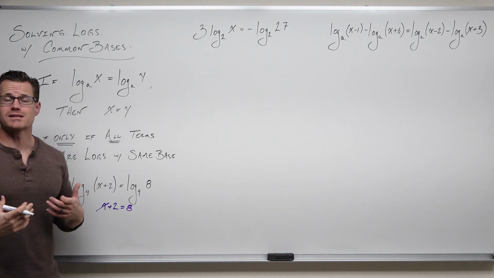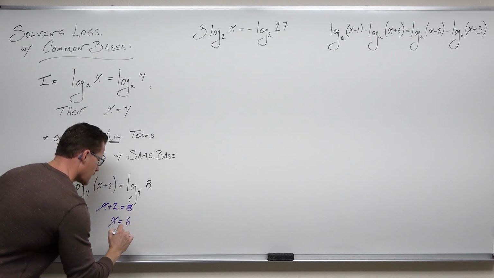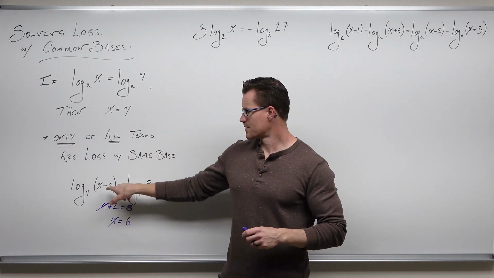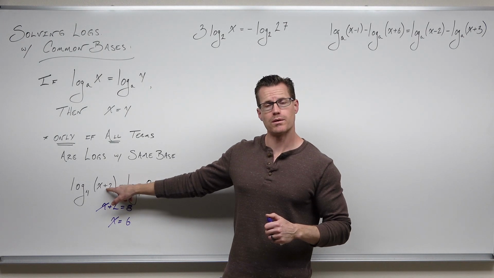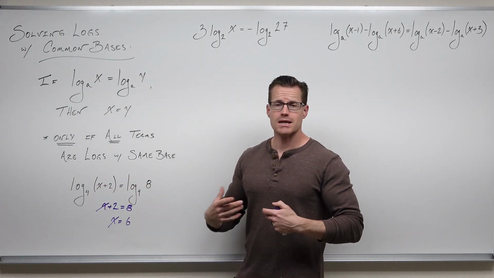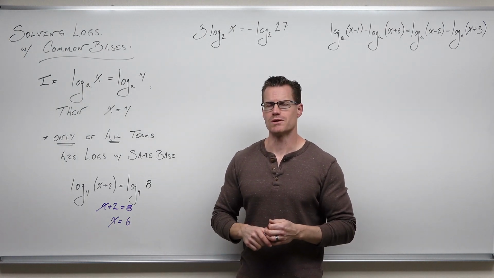And by doing that, we get something that's very nice to solve. Subtracting 2, we get x equals 6. Take the time, check your work. Does this make that negative? No, it looks good. And log base 4 of 8, 6 plus 2 is 8, equals log base 4 of 8. And that's a true statement. So that is our one and only one solution.